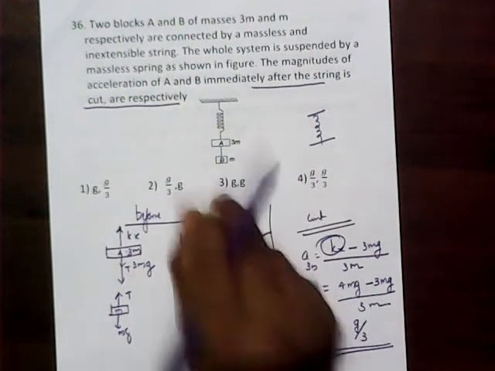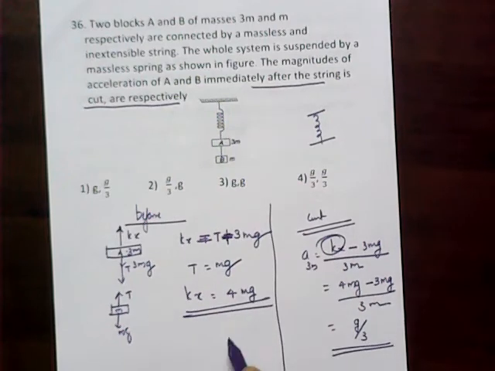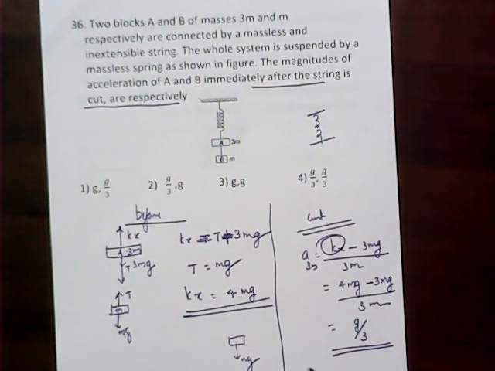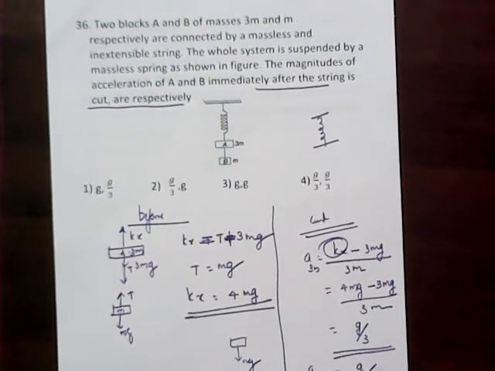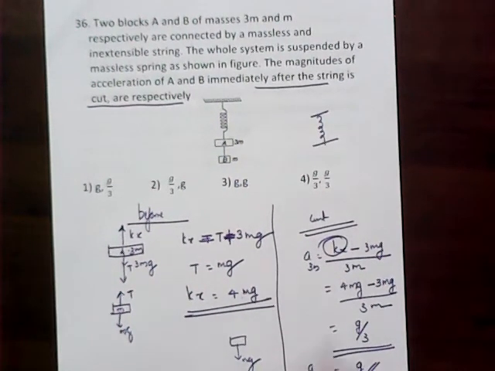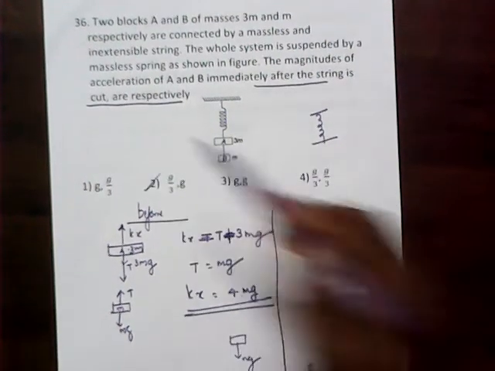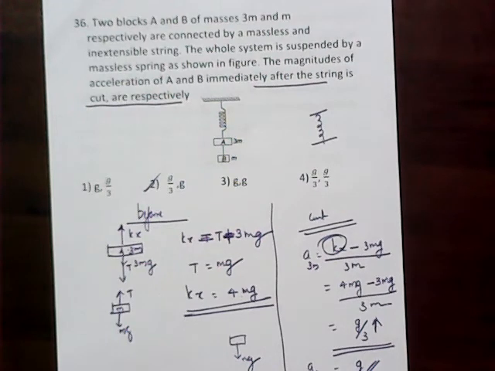But after cutting, the mass m is freely falling, so the only force acting on it is its weight. So the acceleration of mass m becomes g. So you get the answer as g by 3 and g, option 2. That is question number 36, a good question.